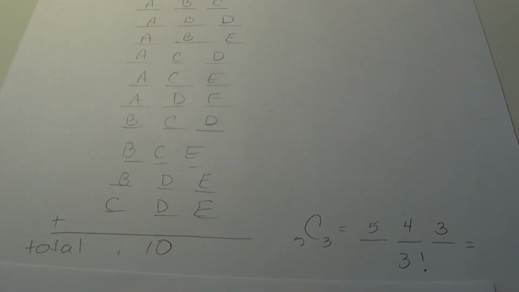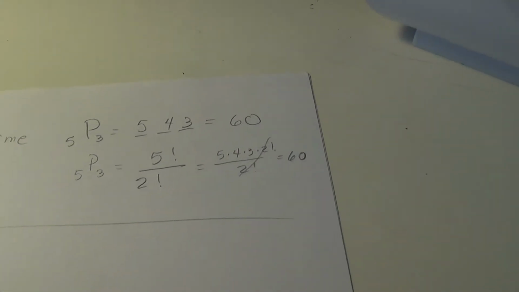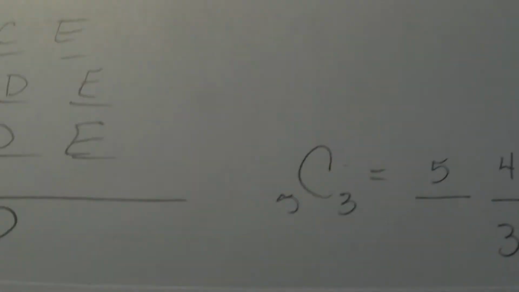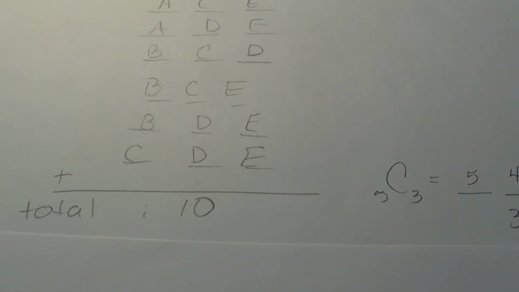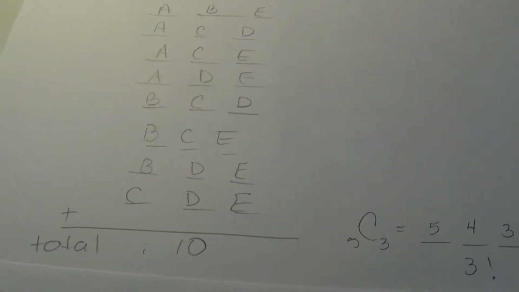So when you add those up, I got a total of 10. So 10 doing combinations, and up here we got 60 with the same numbers doing permutations. So you can see there's quite a bit fewer on combinations than similar problems that are permutations.